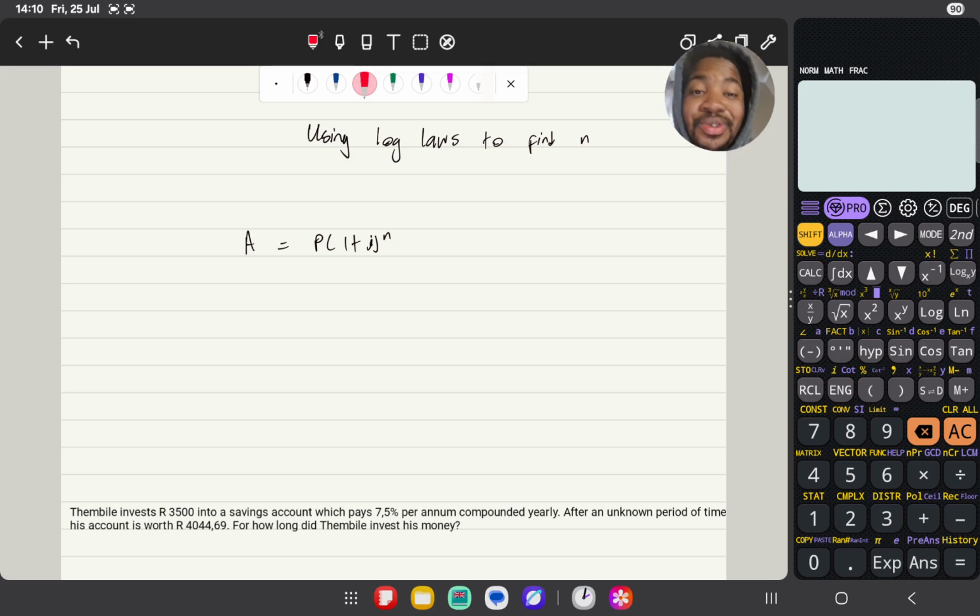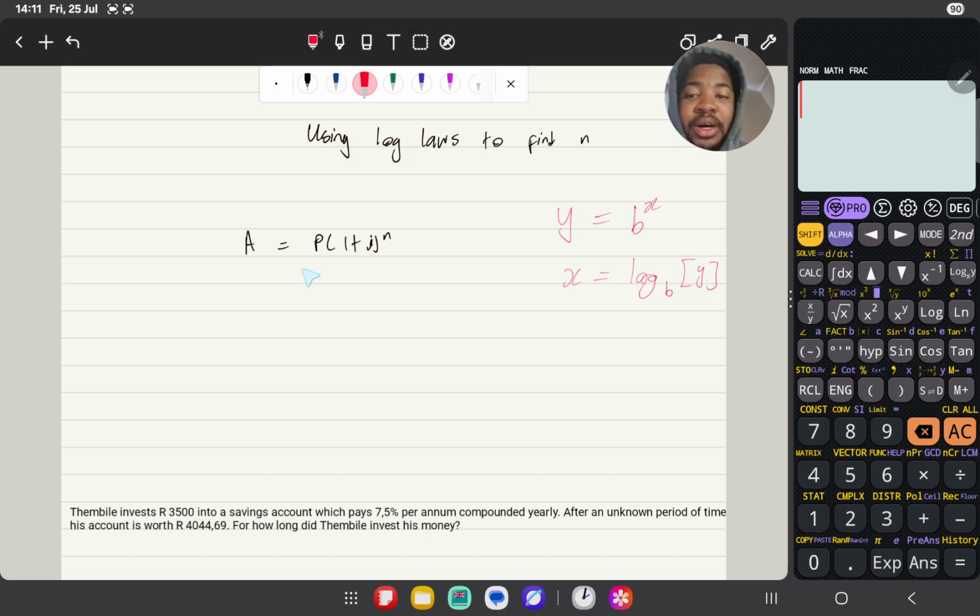So now we're just going to use logs to find n, which is the number of years the investment has been. Yeah, number of years, right? Your investment is going to be or should be or could be. So with logs, usually when you have y equals b to the power of x, you can just say x, which is your exponent, is equal to log base b of y, right?